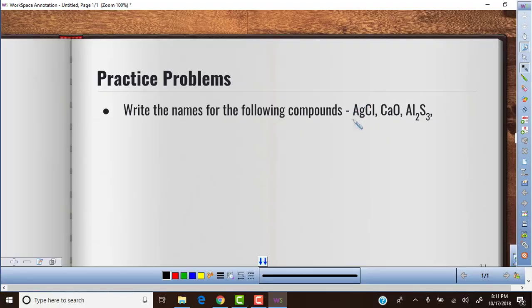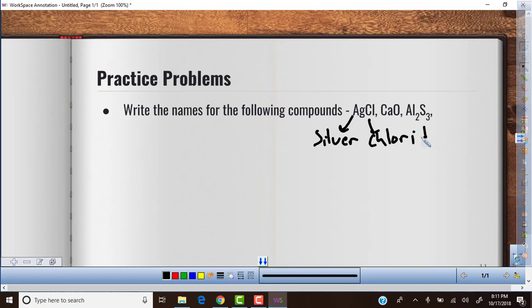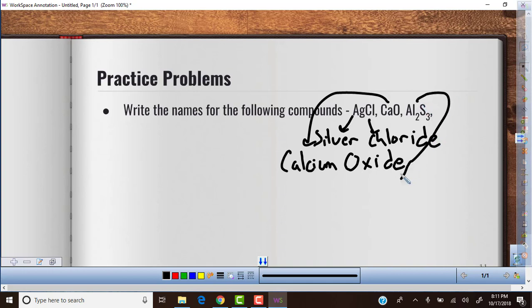So the first one we're going to look at is AgCl. Well, Ag is silver, and Cl is chlorine. We write our root, our stem, chlor, and then we add ide to it. So this is silver chloride. Our next one, CaO. Ca is calcium. O is oxygen. But we're going to add ide. So it's going to be calcium oxide. The last one, Al2S3. This is aluminum.